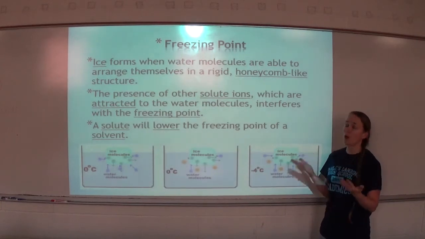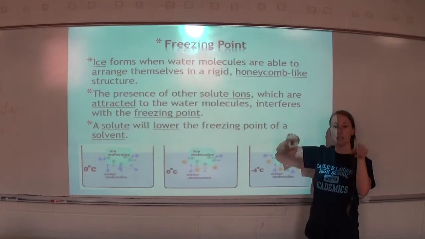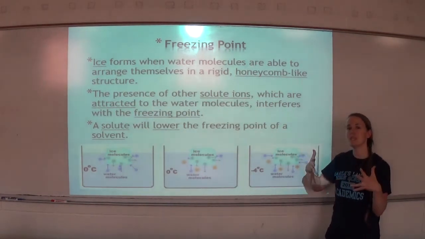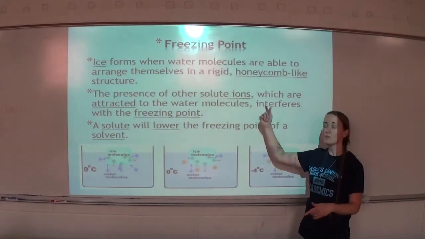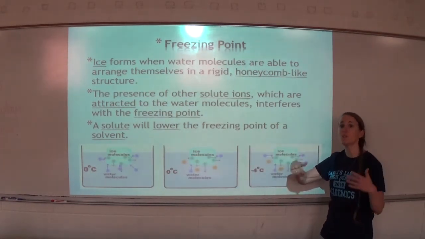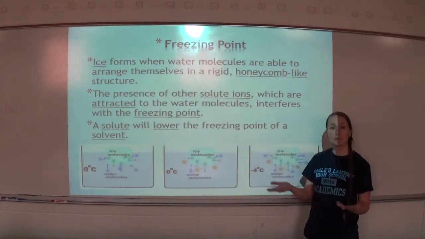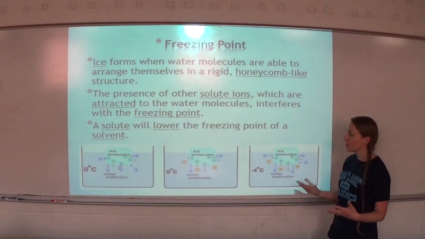So when water forms ice, the molecules get in a honeycomb shape. That's like a hexagon, a 6-membered ring. So if you add a solute, it prohibits the honeycomb shape from forming, so the water can't freeze. So what we have to do is lower the temperature even more to force the water molecules to freeze. And so that means the freezing point is lower when something has been dissolved in water.